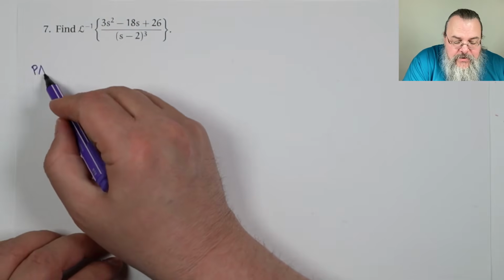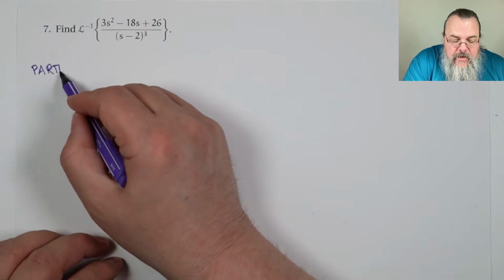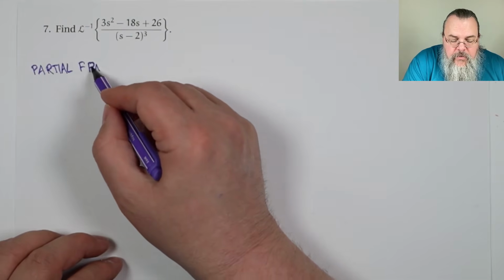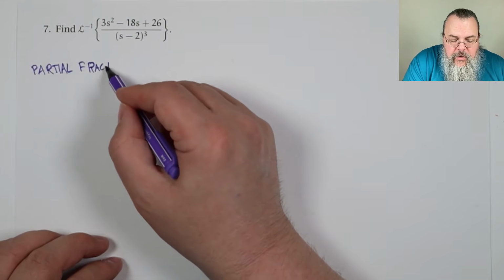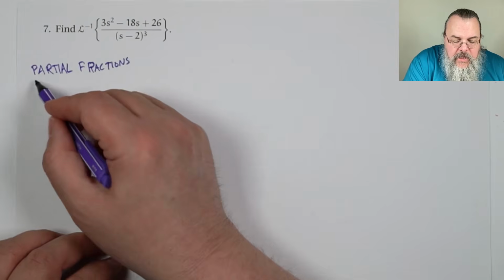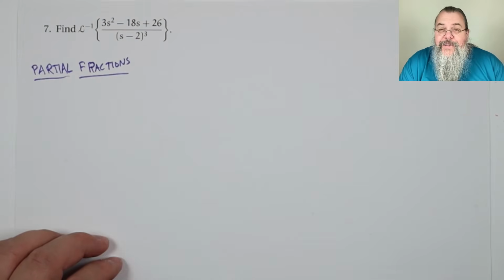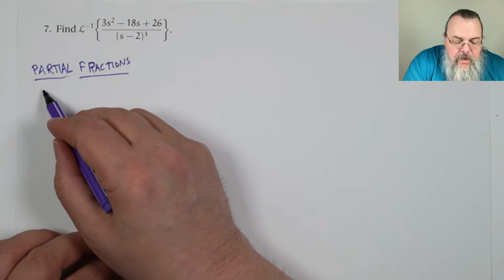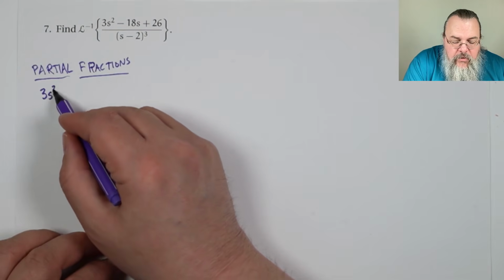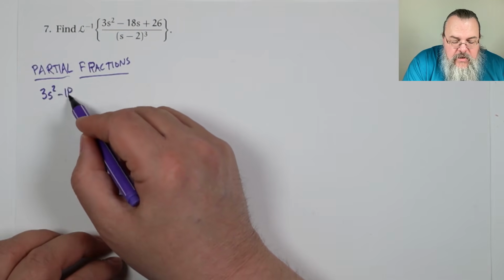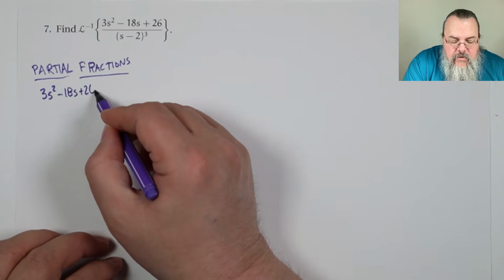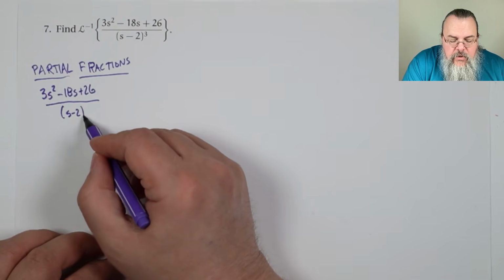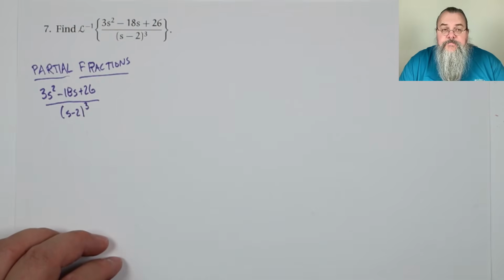All right, so here we go. We're doing our partial fractions. Partial fractions we can spell. Yeah, of course we can. We're pros at spelling. That's why we study math. Well, we're going to start with our 3s squared minus 18s plus 26, divided by s minus 2 quantity cubed.